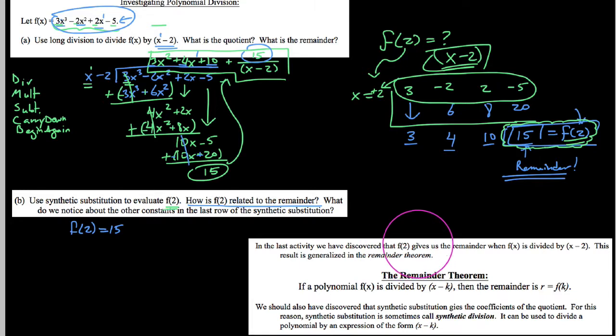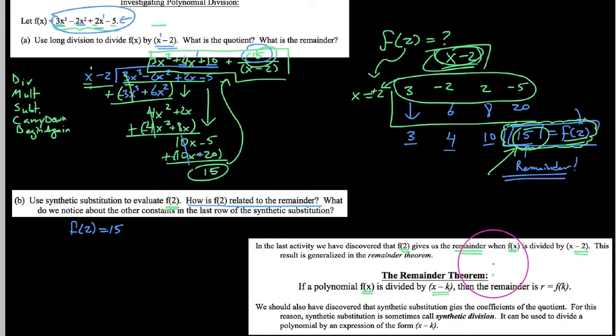It says in the last activity we discovered that f of 2 is the remainder when we divided f of x by x minus 2. We took f of x divided by x minus 2, and the remainder was our f of 2 value, which is profound. This result can be generalized in the remainder theorem. The remainder theorem says this: if we divide a polynomial by x minus k, in general, like we divided by x minus 2 up here, then the remainder, this last number right here, is equal to f of k.